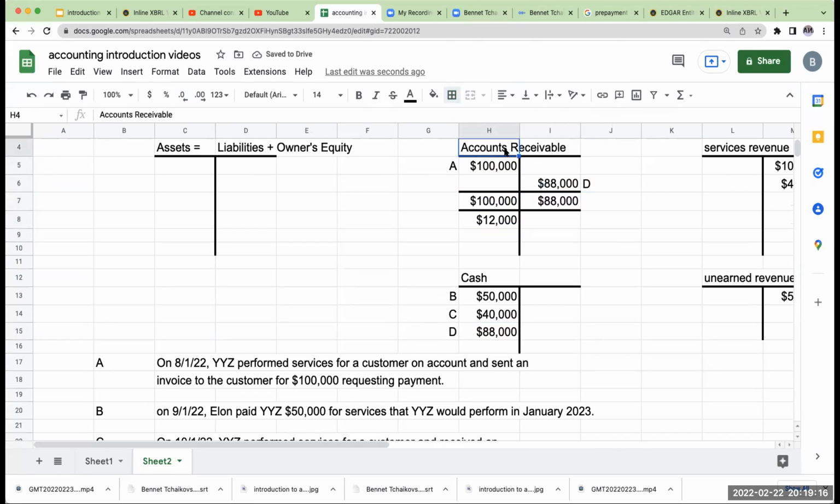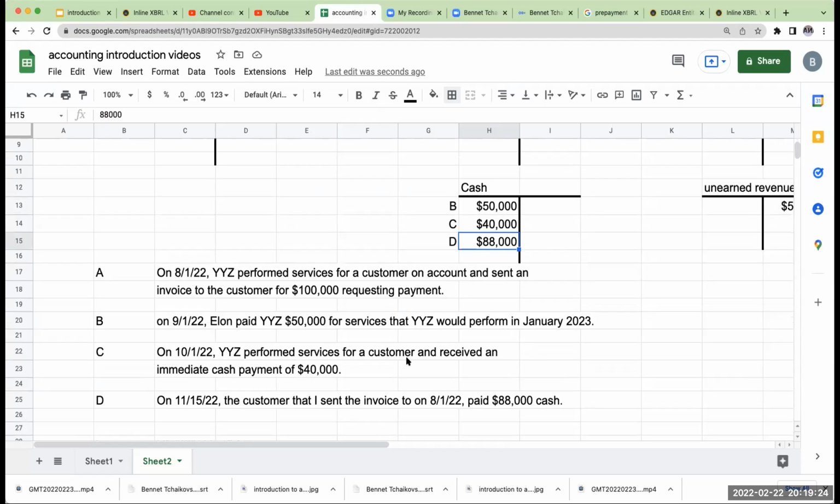That's why I know that this balance makes sense. I was owed 100 grand from transaction A. They just pay me 88,000. So that's how I go through and record it. The reason why I'm showing you this is that if I've already recognized the revenue and the customer pays me the cash that they owed me, I don't recognize revenue again. So these are some basic revenue examples.